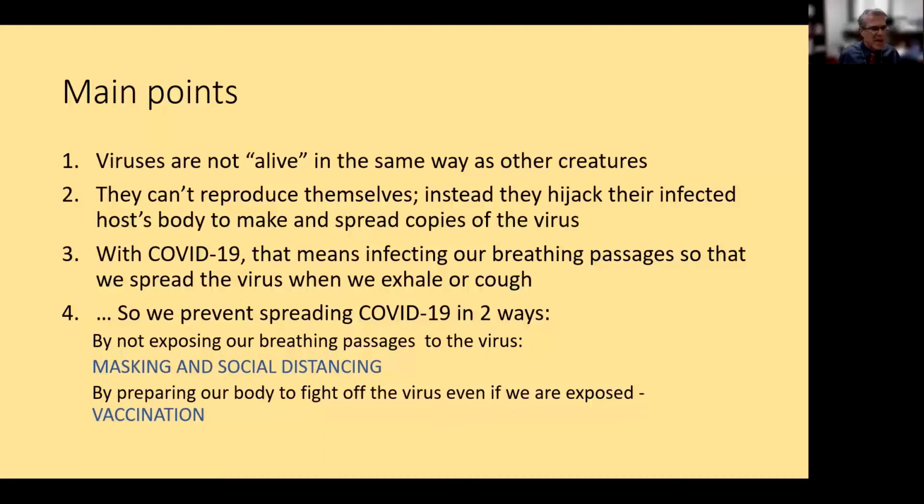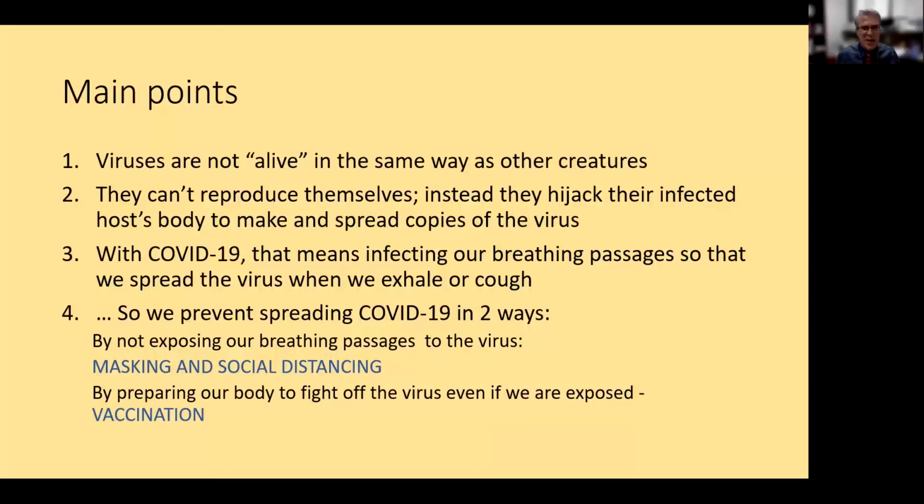And so just with that very simple understanding in place, we prevent spreading COVID in two ways. We don't expose ourselves to the virus, and the way we do that is by masking and social distancing. And then we make sure that our bodies are as hard for the virus to hijack as possible. And we do that through vaccination. And we'll talk more about that as we go through.